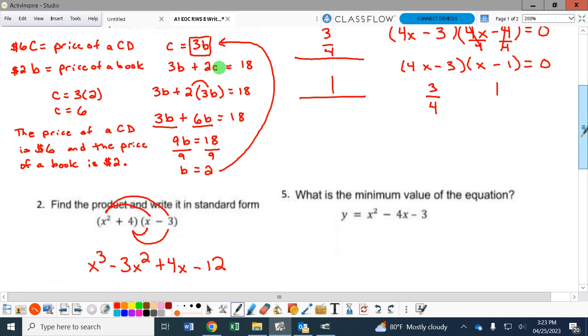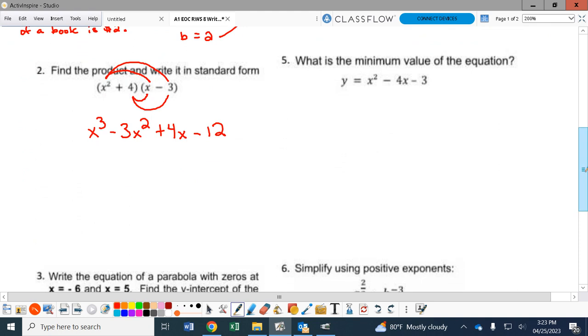Okay, guys. For this next one, it says, what is the minimum value of the equation? Remember that minimum value is the same thing as when you're doing the vertex. So you're going to use the vertex formula, which is the opposite of b all over 2a. You're going to have to pull out your a, your b, and your c. In this case, a is the number in front of x squared, which is 1. Your b is whatever's in front of your x, which is -4, and your c is the constant, or the number without a variable, so it's -3.